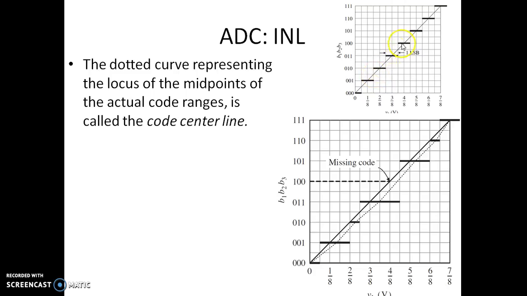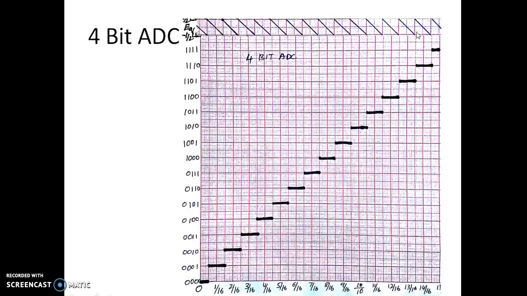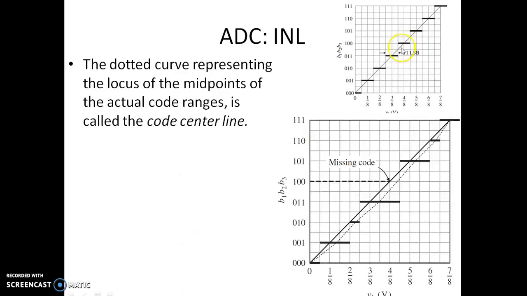This line, which has a slope of 45 degrees, is passing through the center point, the midpoint of all these actual code ranges. So this is the code range, and it is passing through the center of all those code ranges, and we have a typical ADC characteristic. Now the code range is not exactly 1 LSB, it is sometimes half LSB, sometimes 2 LSB, sometimes 1.5 LSB, sometimes again 1.5 LSB.